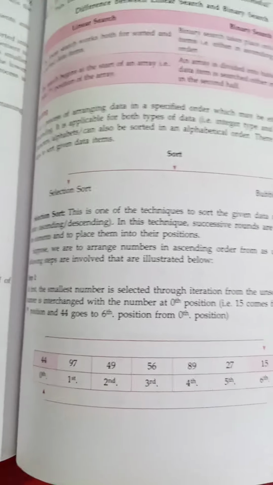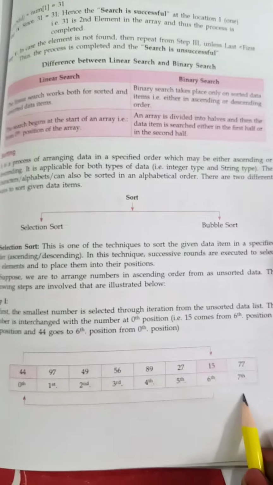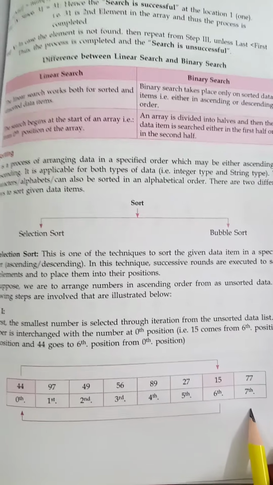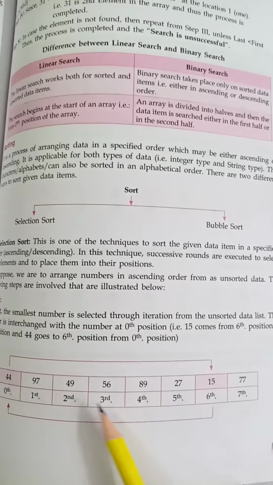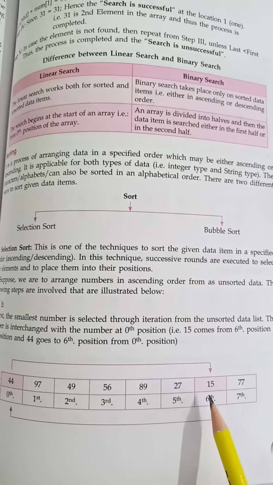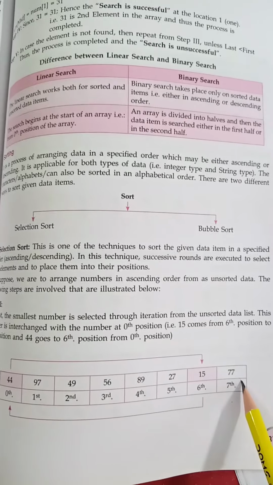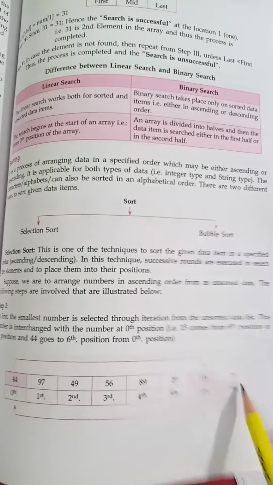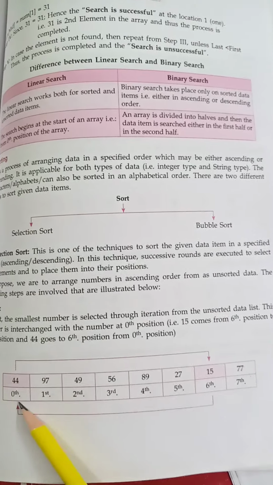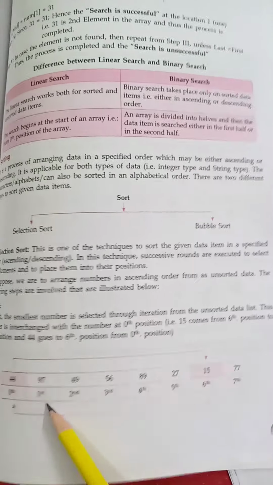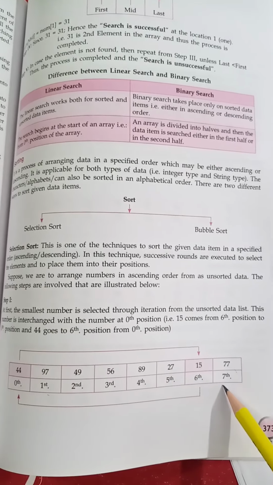Now suppose you have this set of data in a 1D array. The numbers are 44, 97, 49, 56, 89, 27, 15 and 77. Now suppose you have to sort this array. This one is at the 0th index, then first, second, third, 4, 5, 6 and 7.